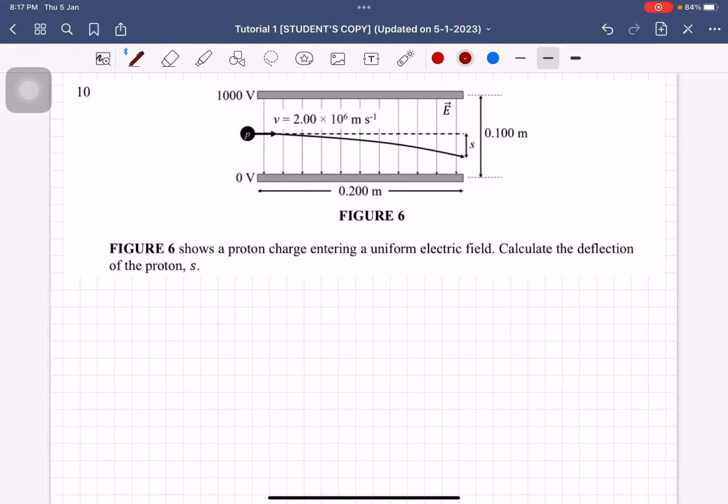Okay, last question for our tutorial, chapter 1. There is a proton entering a uniform electric field to calculate the deflection of the proton. So remember, proton is a positive charge, okay? Electron is a negative charge. So that's why it is deflecting towards the negative plate. How do we know this is a negative plate? Because electric field goes from positive to the negative, okay?